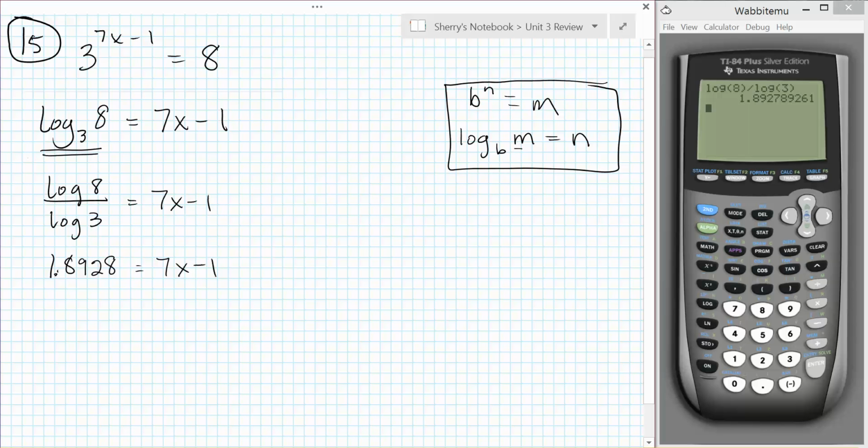Now, I'm almost done. Just need to get the x by itself. We can add 1 to each side here. So that gets me 2.8928 equals 7x, and then I can divide by 7 on both sides to finish getting the x alone.